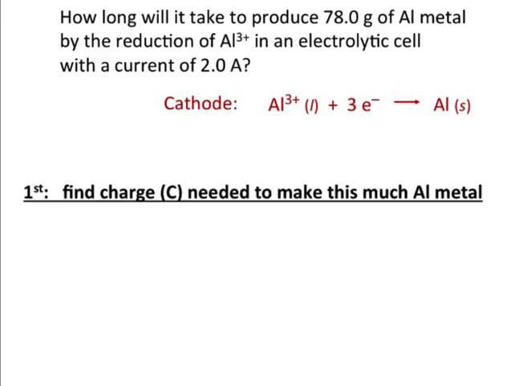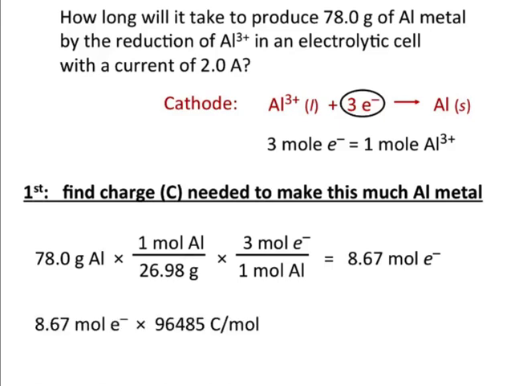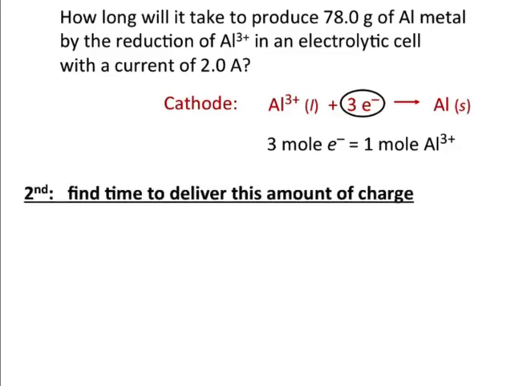So the first thing we need to do is find how much charge is needed to make this much solid aluminum. Here's the aluminum we're starting with, and we'll convert it to moles. And then here's the mole ratio I just talked about, and so we'll use that. Moles of aluminum, or aluminium as they say in British English. All right, this is your moles of electrons, that's great. Then you can multiply that by Faraday's constant to find the charge on this number of electrons. We'll need to use that charge in the next step.